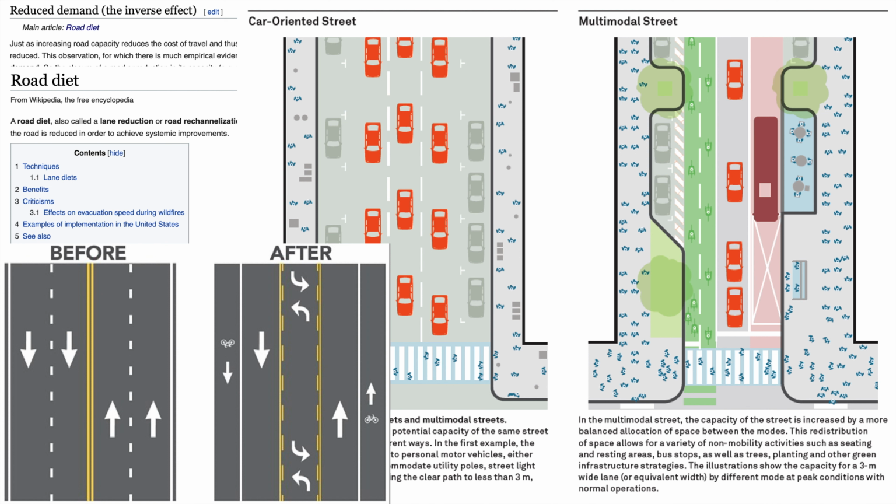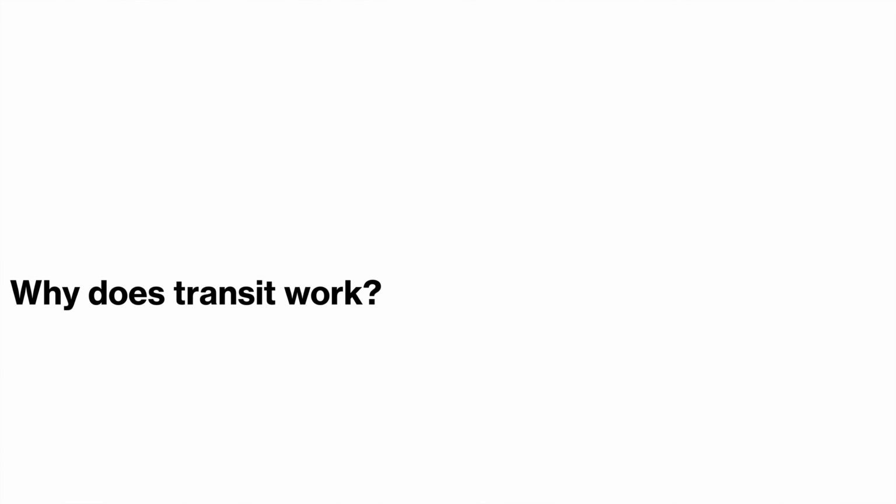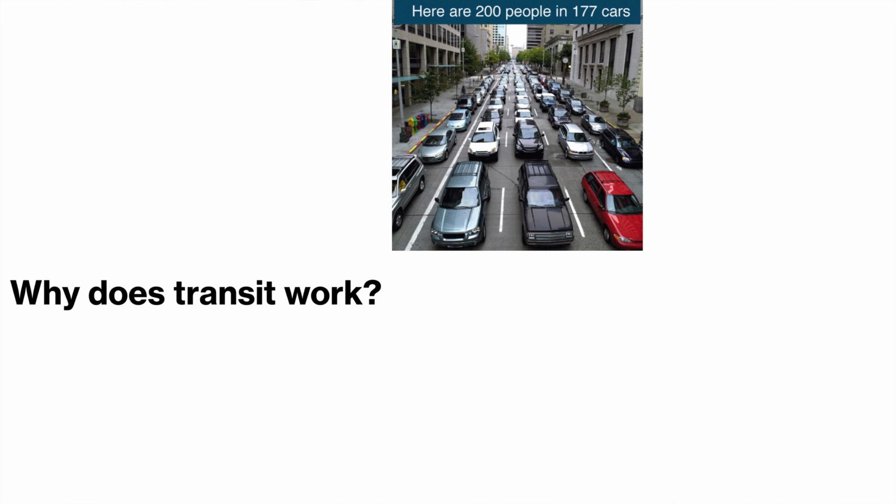And even though it's counterintuitive, multimodal streets that are less car-dependent actually have a higher person throughput hourly. This might be counterintuitive to some, but there's a very simple reason why it works. And to demonstrate this, here is an experiment done in Seattle, I believe about a decade or two ago.